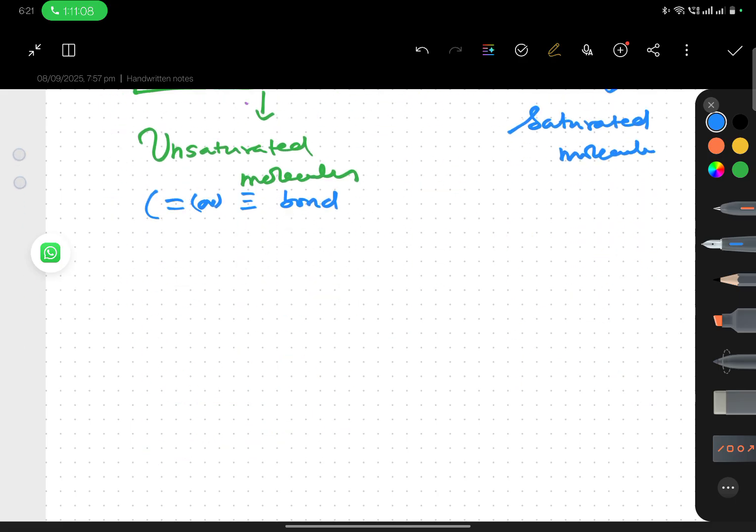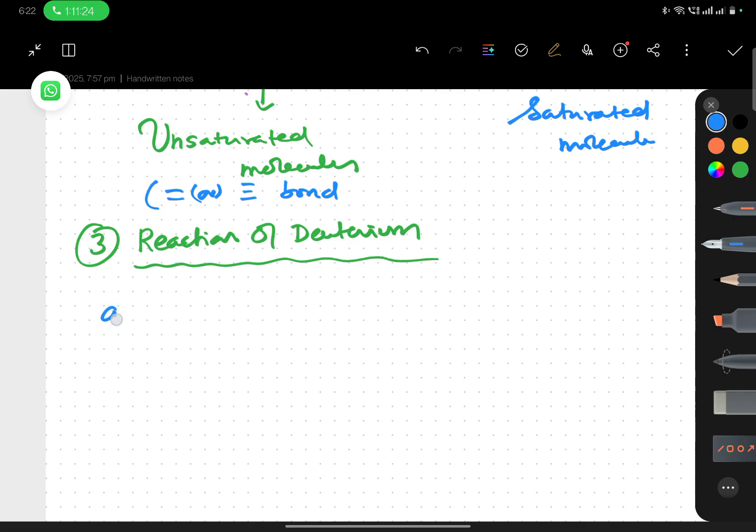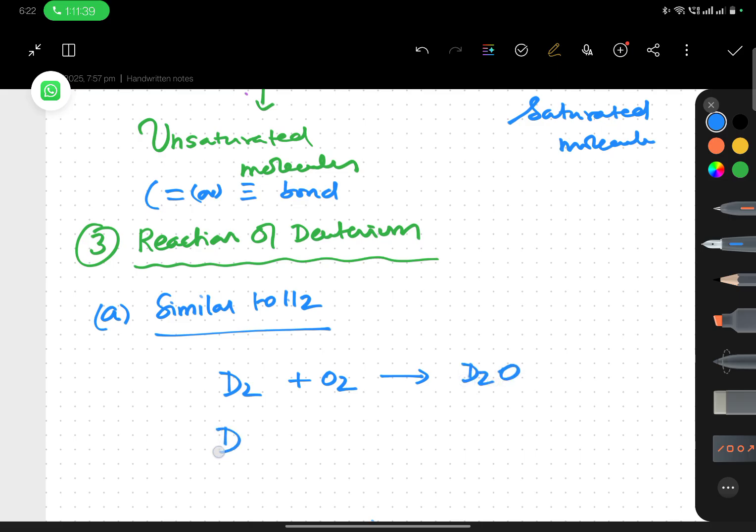Yes, sir. Next one is reactions of deuterium. Write down. So when I say reactions of deuterium, number one, it reacts very similar to your hydrogen. For example, D2 plus O2 gives you D2O. D2 plus X2 gives you DX. Now you balance.